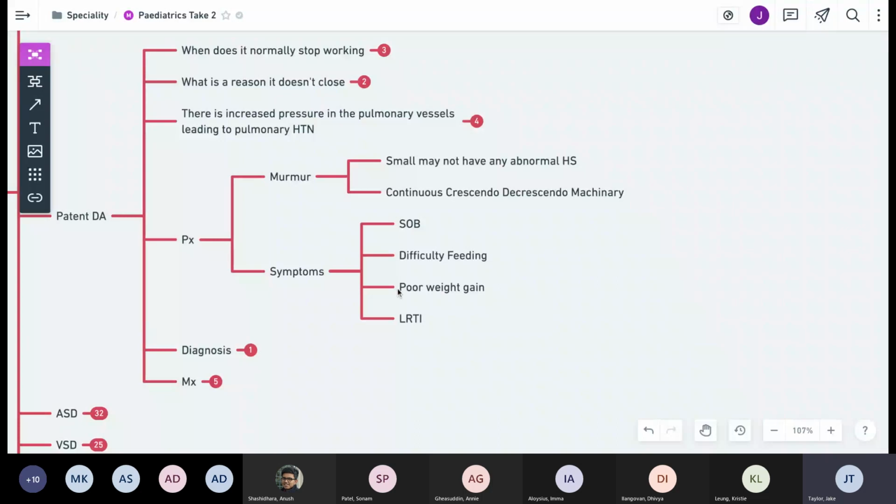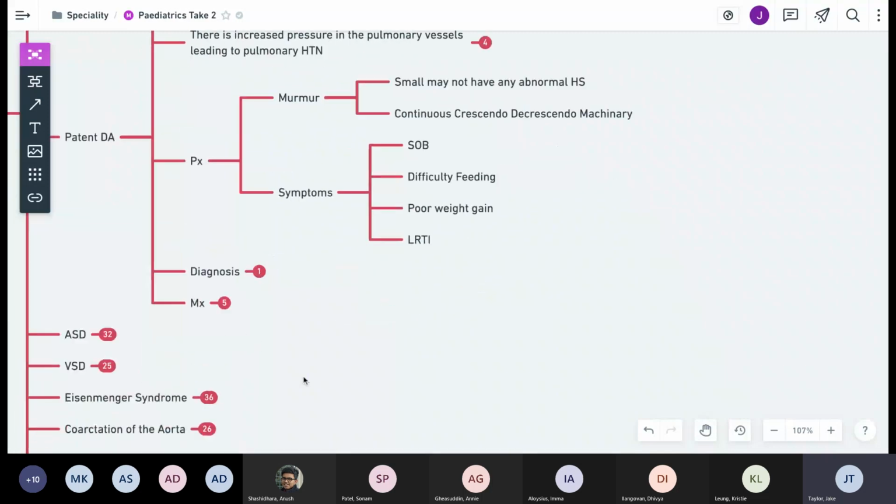So they could have shortness of breath, they could have difficulty feeding because they don't have the air or the capacity to carry on feeding because they just lose breath. And because of that, they have poor weight gain. And also they're at more risk of getting lower respiratory tract infections. So it's quite a non-specific presentation, but those are the sort of symptoms you can get.